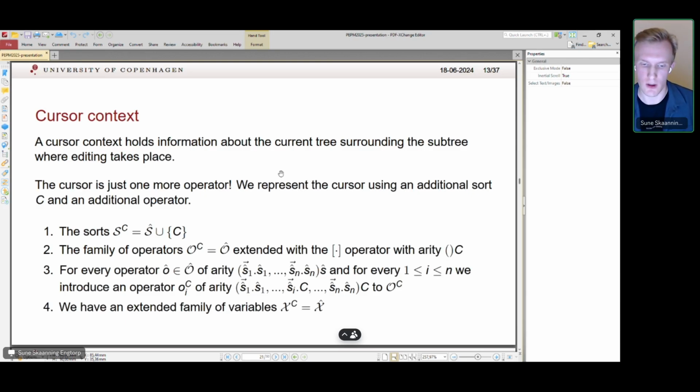And then we have a cursor context, which holds information about the current tree surrounding the subtree where editing takes place. We represent the cursor context with an additional sort C, and the subtree that contains the cursor is represented with a context hole operator.